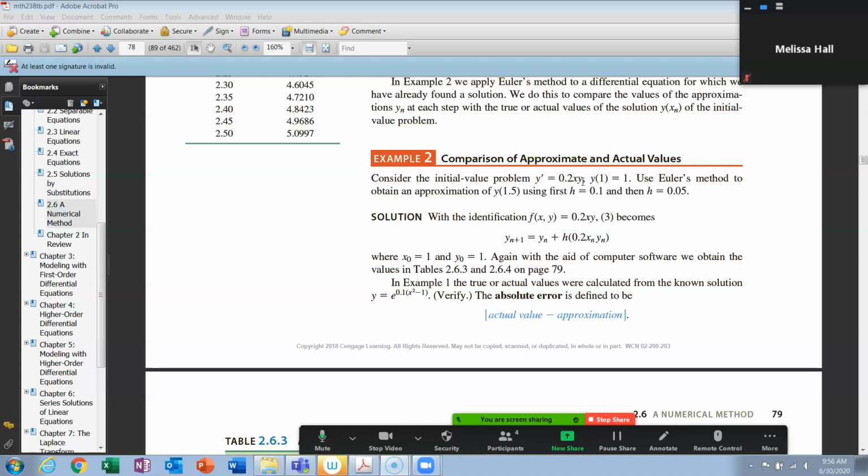And it says use Euler's method to obtain an approximation, and your initial value is y of 1 is equal to 1, and to obtain an approximation of y of 1.5, and again using h of 0.1 and h of 0.05. Now you see, when you do use a computer to do this, you can make your step size just as small as you want. Again, you'll never get an exact answer, but you'll get closer approximations. Of course, it's going to take more computer time to do so.